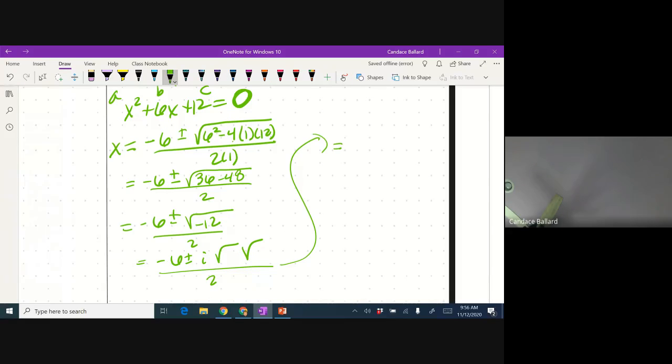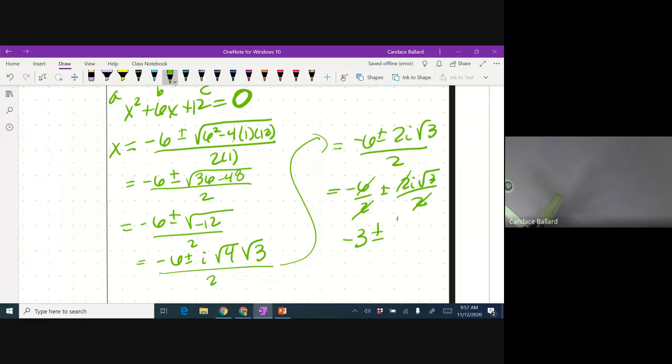All right, I'm seeing some 4s and some 3s. Okay, so square root of 4 is 2i squared to 3 all over 2. I'm going to split that into 2 separate fractions so I can simplify the fractions. I know 2 goes into 6 -3 times. The 2's cancel, so I just get plus or minus i square root of 3.